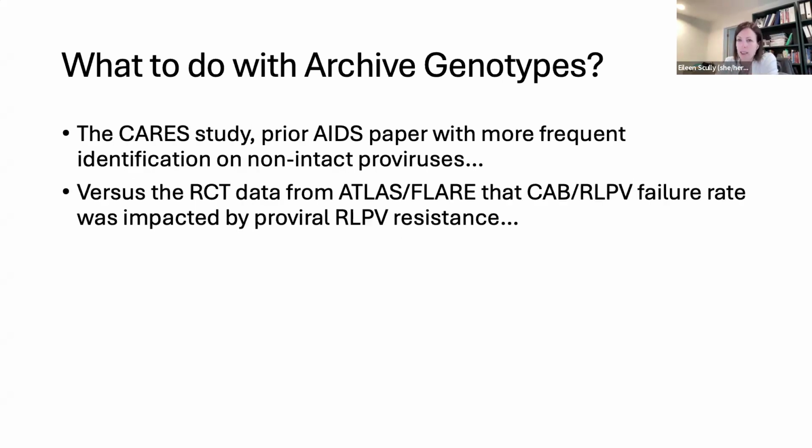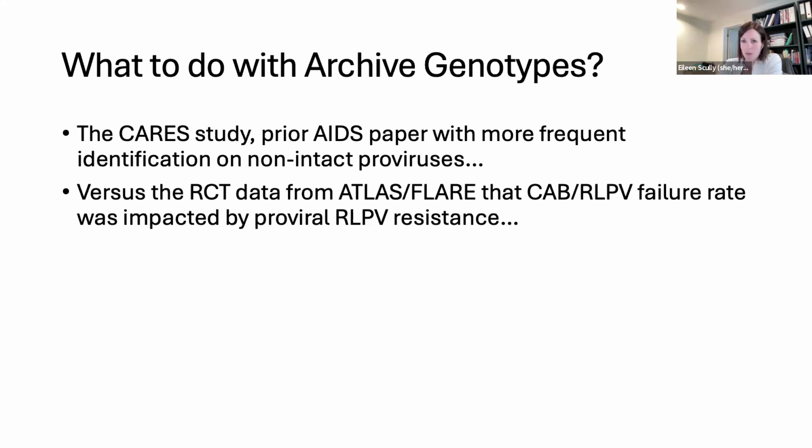There's also a paper in AIDS from, I think, a year and a half ago that we've talked about at this meeting before, that said they more frequently identified mutations on non-intact proviruses. We have often said, if you see it there, you can believe it. But this paper showed that they more frequently saw these mutations on proviruses that are already defective, so they weren't going to cause viremia. That would be one reason why you could detect a mutation on a proviral genotype but still do fine on a regimen that should be compromised.